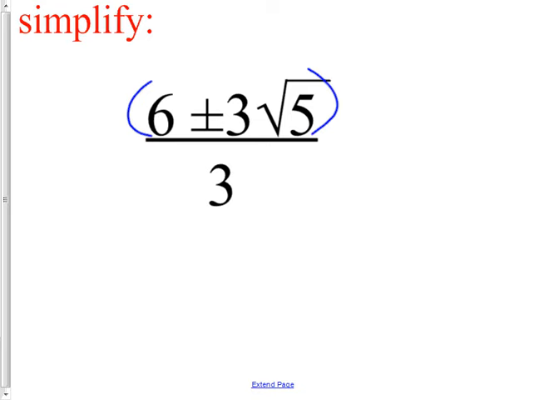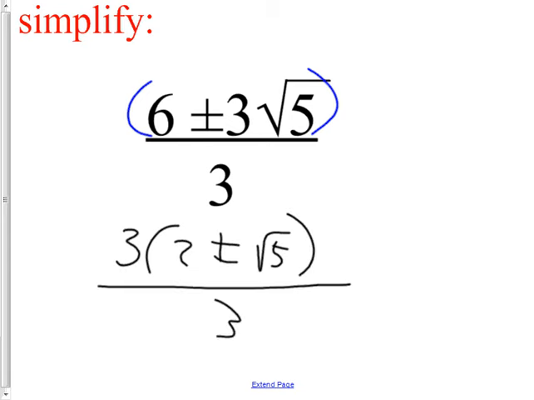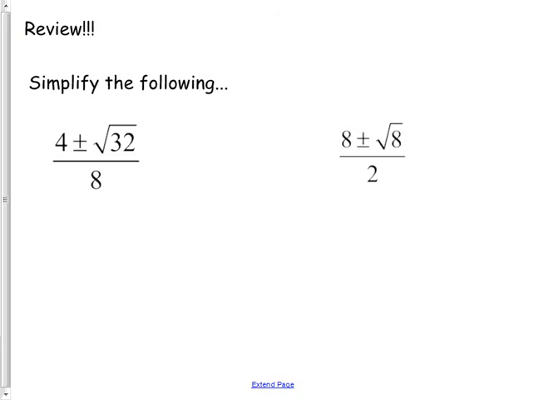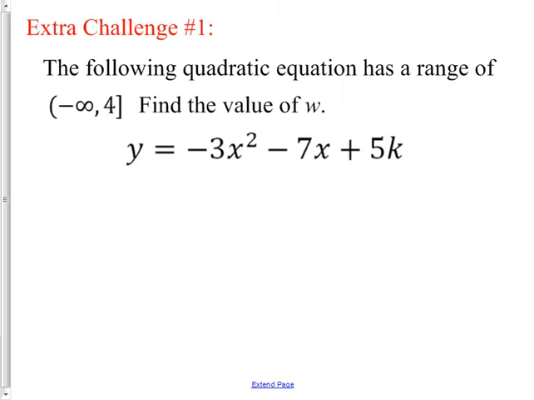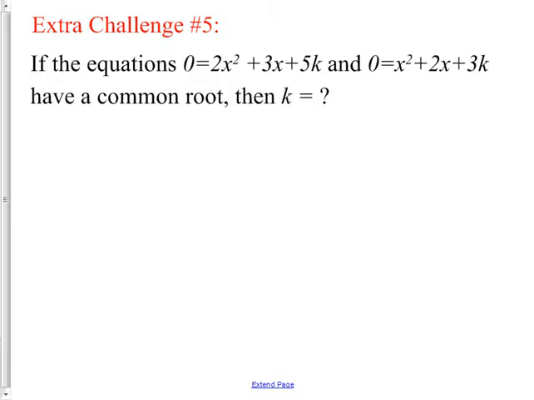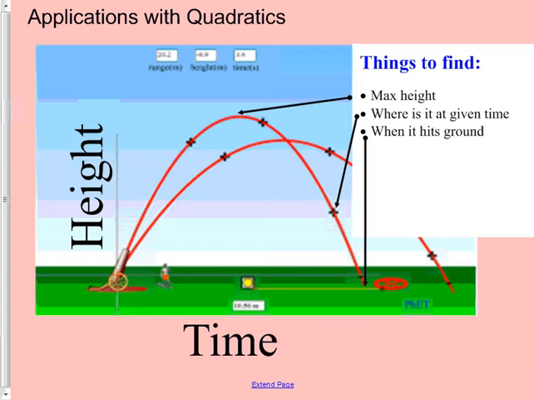All right. So 3 comes out of this, and you should have said 3, and then a 2 plus or minus square root of 5 all over 3, and that makes it cancel. So the answer is just 2 plus and minus the square root of 5. Raise your hand if you got that one right. Okay, good. All right. I've done enough review, and we did some review before. And we're going to jump right to applications with quadratics.